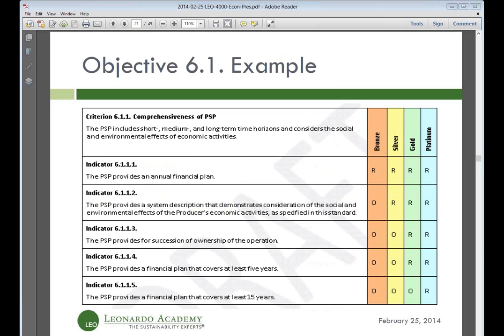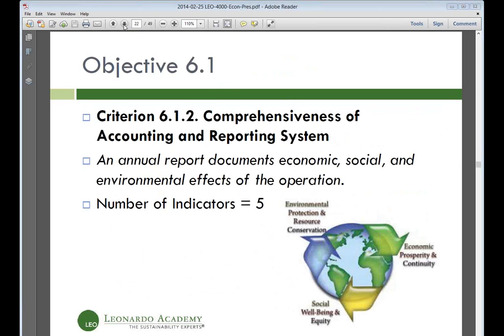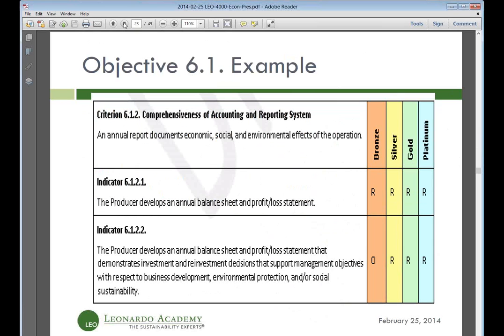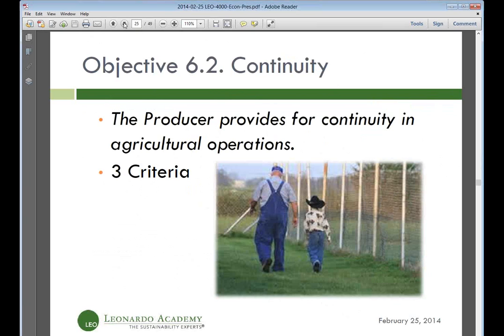Moving on to the next objective. Again, looking at the long-term continuity of the operation, we're suggesting that there are ways that producers can plan for the succession of their operation and for the continuation of agriculture in their area. So I'm on objective 6.2 here. There we go. And so again, we have 3 criteria under this objective.